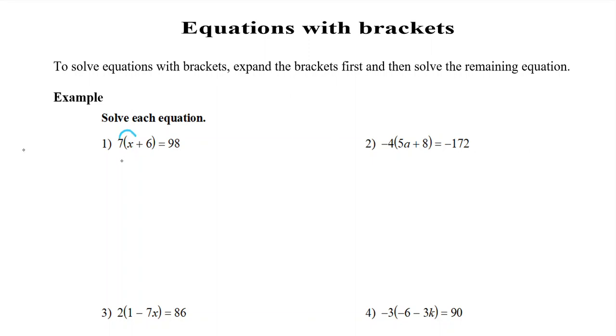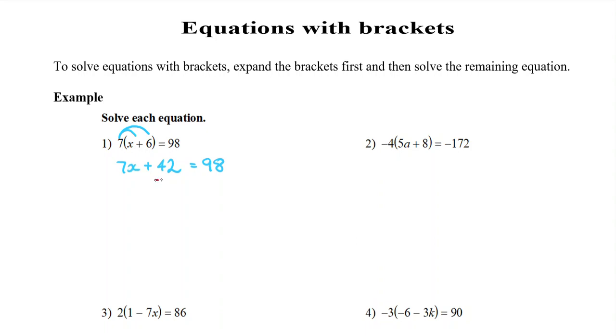So 7 times x is 7x. Then plus 7 times 6 is 42. Okay, that is equal to the 98. Now it's just a two-step equation, which is what we were practicing last week. So the two numbers that I need to move are the 42 and the 7. Which one am I going to do first? The 42, good. So what's my opposite?